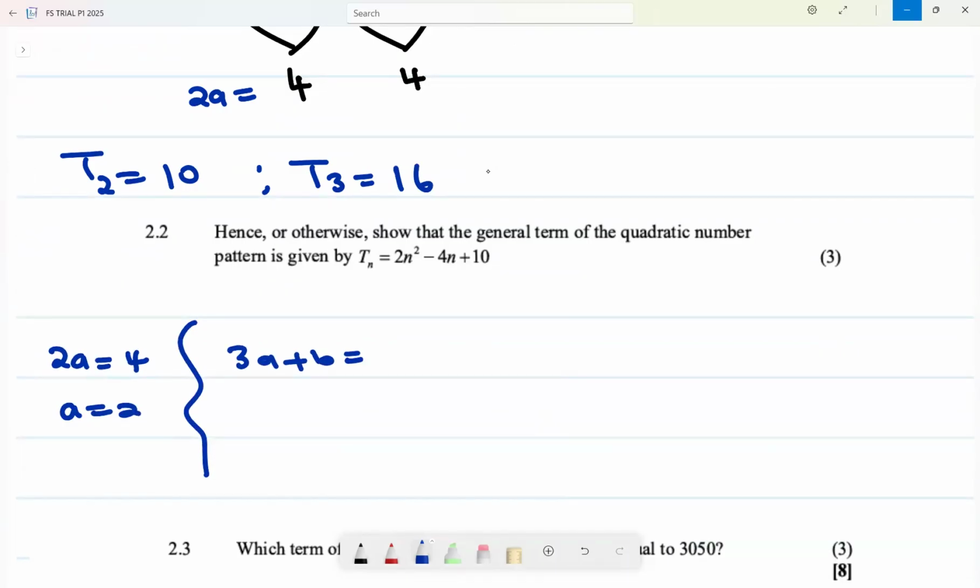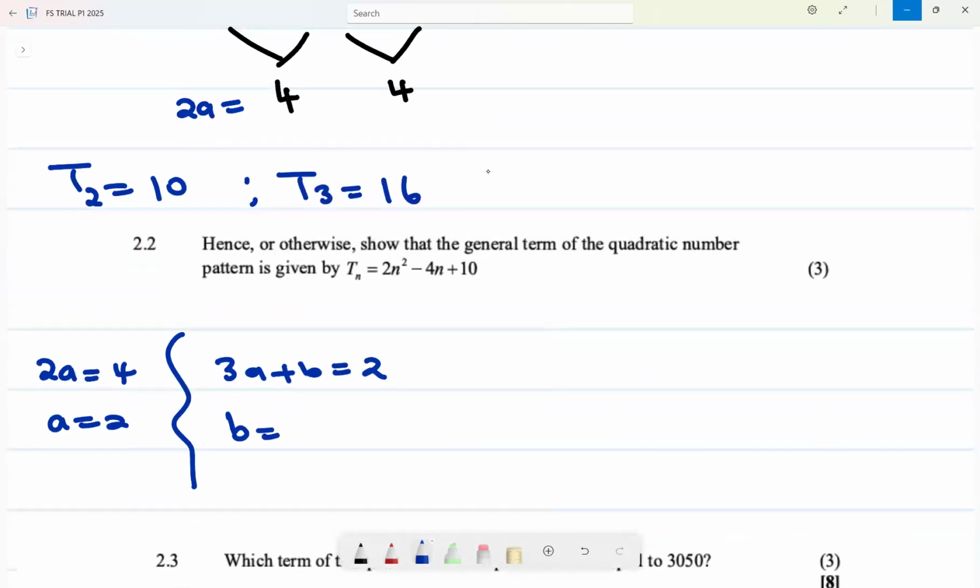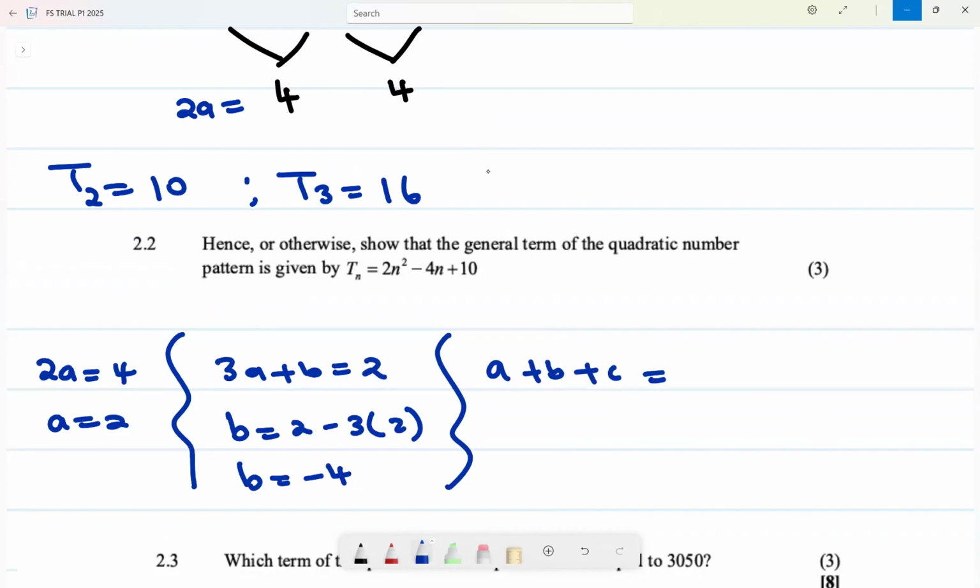3a plus b is equal to 2. And then b is going to be 2 minus 3a. And then I substitute what is a. A is 2. And then b is going to be just negative 4. And then a plus b plus c is equal to 8. The first term is 8. And then c is going to be 8 minus a, which is 2, minus b, which is negative 4. So be careful with your algebra thereof. So I have 12, 10.